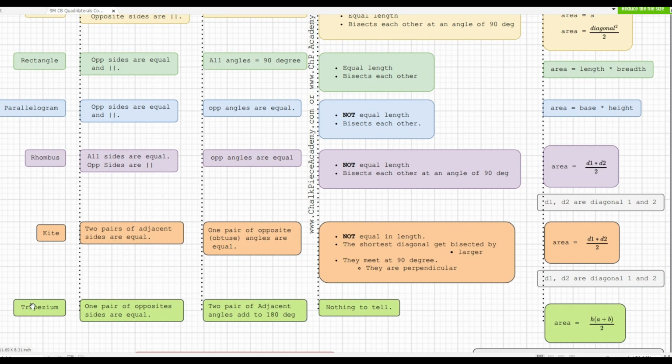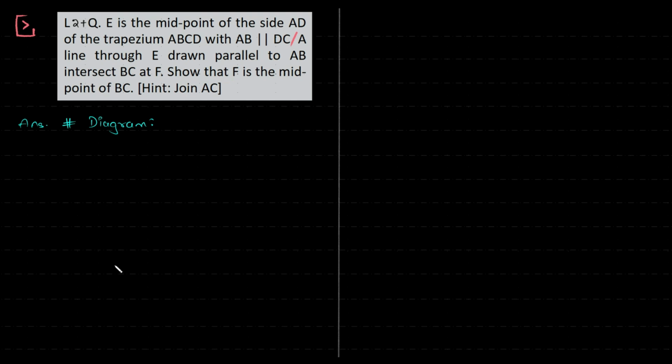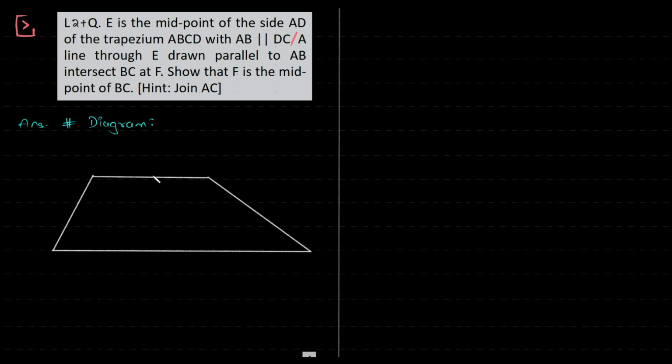Always have a look. So we have sides: one pair of opposite sides are parallel, two pairs of adjacent angles add up to 180 degrees. Nothing to tell with diagonals, and the area of a trapezium is given by that particular formula. So there is nothing much that we need to bother about other than keeping two lines parallel to each other. We should try to draw a trapezium with those parallel to each other, and nothing else. Everything else has to be random.